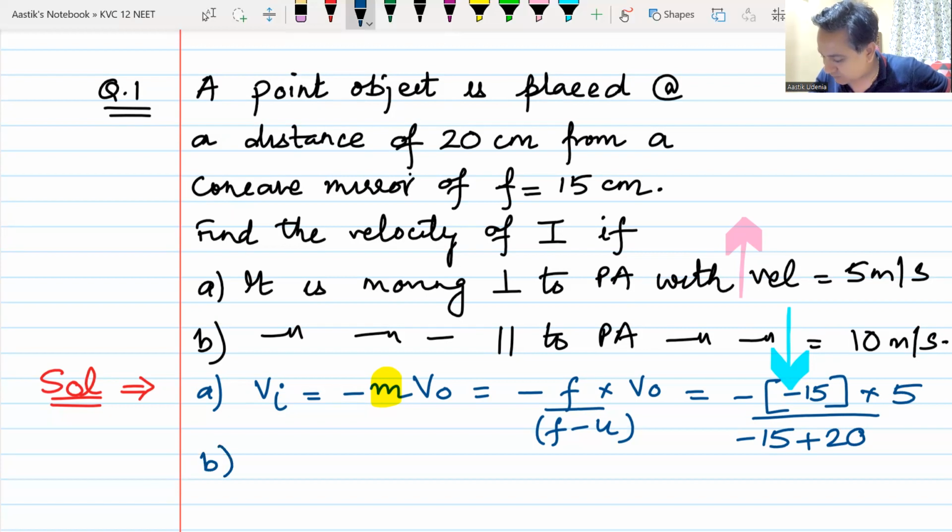Can you do it for case B now? Yes, sir, I can do it. I will try it, sir. So in that case, what you have to do? Velocity of image is minus m square times velocity of object. Do it. The baton passes on to you.